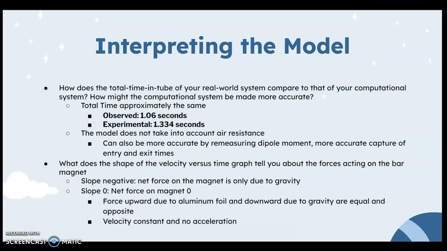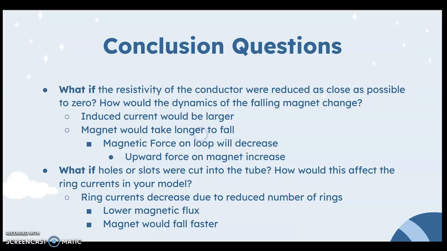What does the shape of the velocity versus time graph tell you about the forces acting on the bar magnet? When the slope is negative, the net force on the magnet is only due to gravity. When the slope is 0, we know that the net force on the magnet is 0. So the force upward due to aluminum foil and downward due to gravity are equal and opposite. Therefore, the velocity is constant and we have no acceleration.